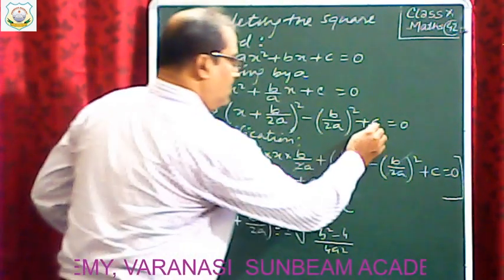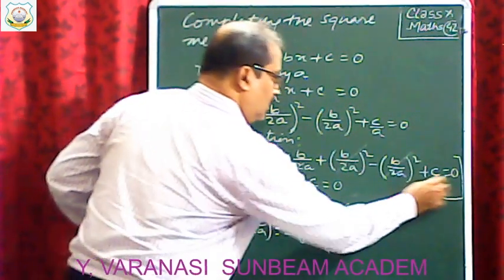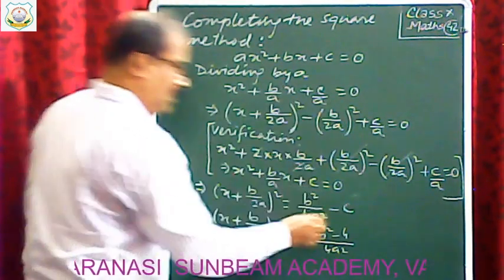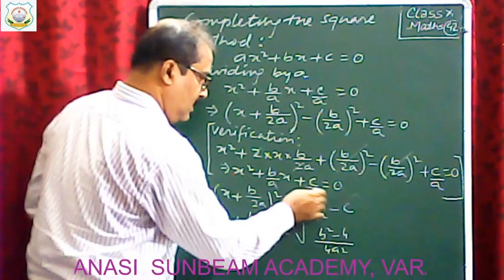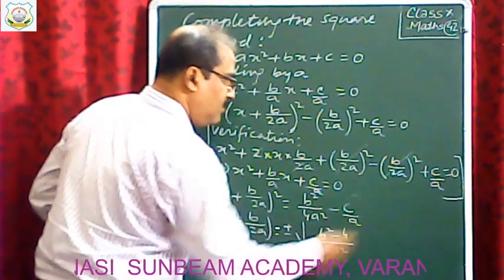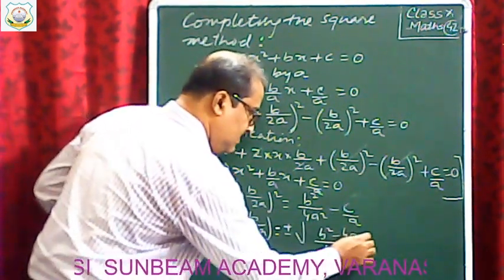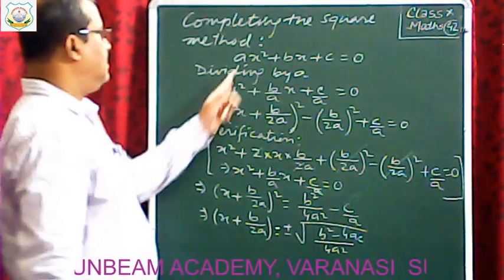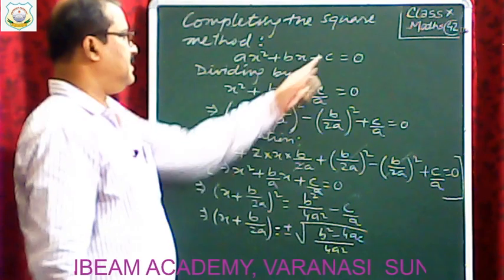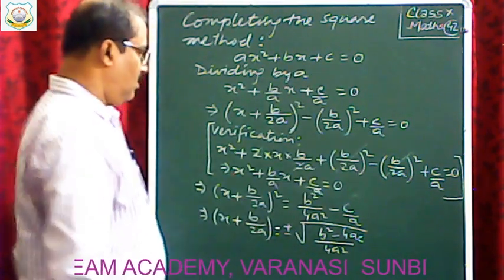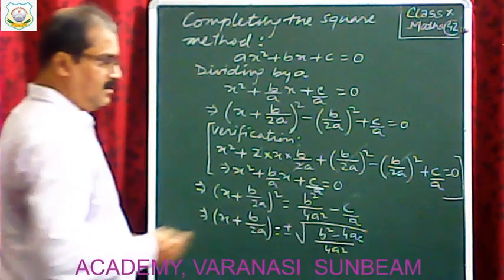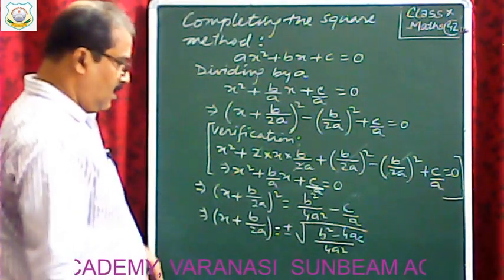C by A is left. Dividing by A, C by A is there. You have to write C by A in every step. So 4AC, by dividing by A, we get x square, b by a x and c by a. C by a we always have to write as the third term of the equation.